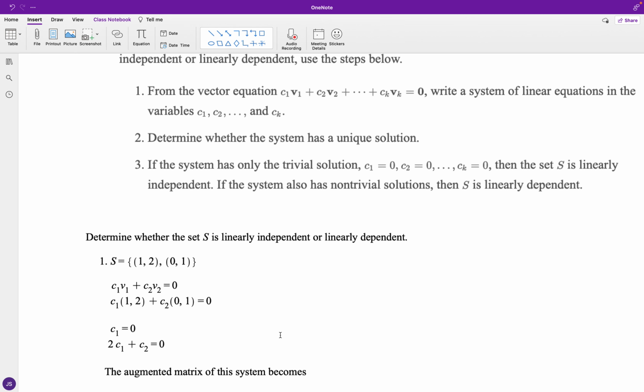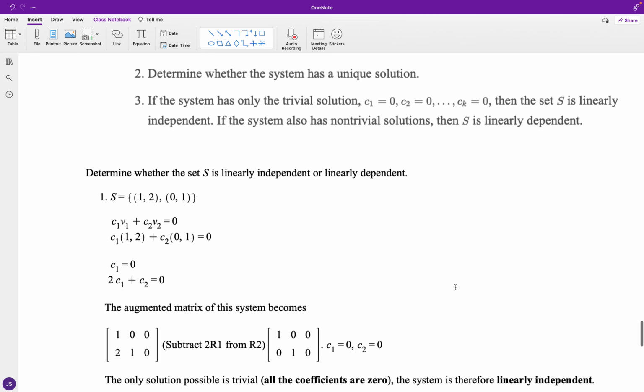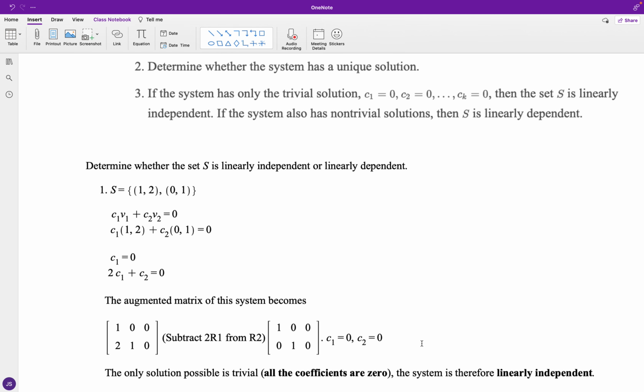Regardless of whether you use substitution or matrices for the augmented matrix, you're going to have the outcome whereupon c1 and c2 are both 0. The only solution possible is the trivial one, whereupon all the coefficients are automatically 0, and thereby the set is linearly independent.